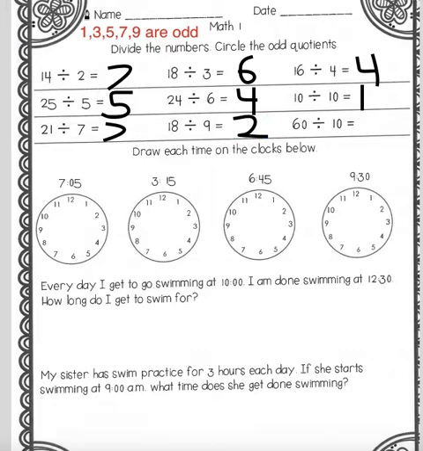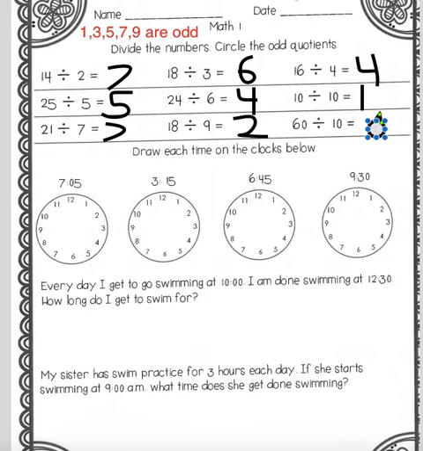And lastly, for this section, we have 60 divided by 10. So we're thinking of how many times would 10 go into 60. So I'm going to count by 10s: 10, 20, 30, 40, 50, 60. So 10 goes into 60 6 times. 60 divided by 10 would equal 6.